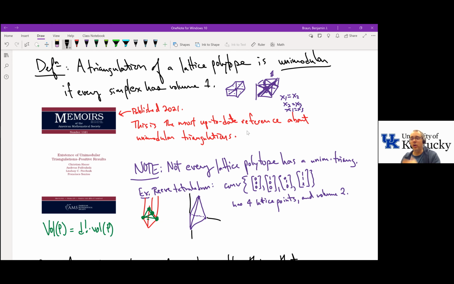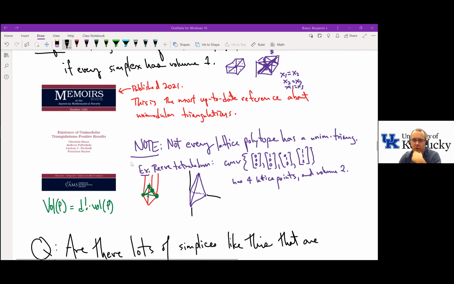Okay. Cool. All right. So basically, what you should get out of this is that triangulations are not straightforward. And if you want to know more about unimodular triangulations, which are these really nice ones, there's this AMS Memoirs volume published in 2021 by Hibi, Pfaffenholz, Piechnik, and Santos, and it's very up to date. They've got a large amount of really good stuff in there. It's a mix of a survey article and new results.